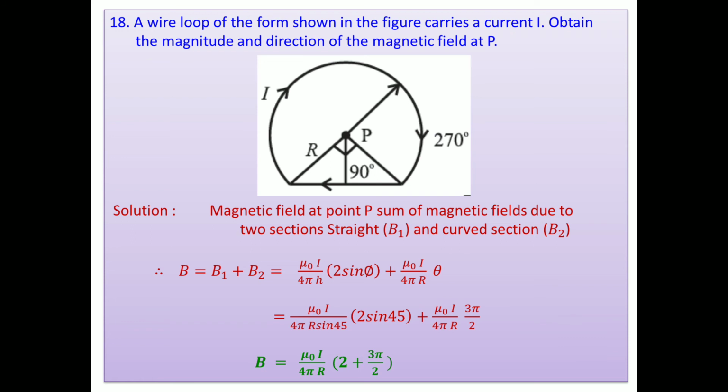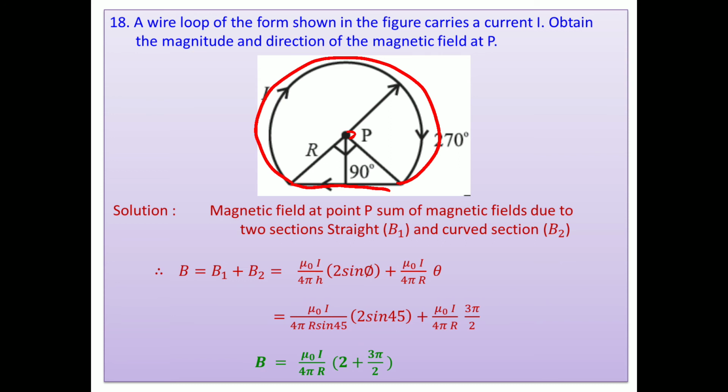Thereafter, another skill-oriented set of theoretical numericals are given. Three numericals are given in your book only for brilliant and ambitious students, not for ordinary students. A wire loop of the form shown in the figure carries a current I. Obtain the magnitude and direction of the magnetic field. Look here, at point P, the magnetic field due to this straight portion makes a 90-degree angle, and the remaining portion makes a 270-degree angle, the circular part, and here the straight part.